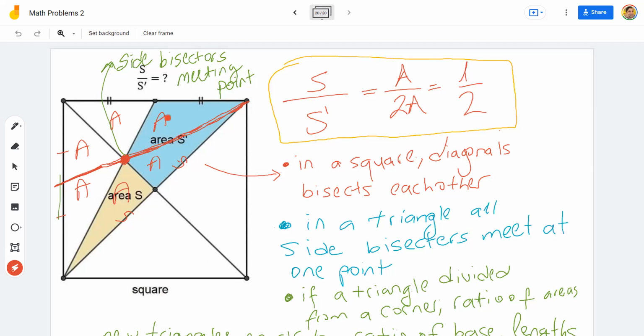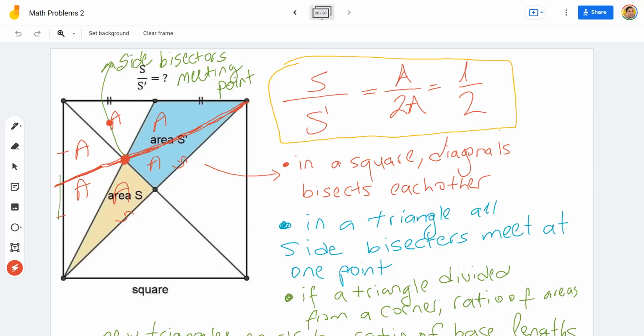You may ask why these two are equal. Side bisectors meet each other at the ratio 2 to 1. This is true for all triangles. When you look at this triangle, for example, this line divides our triangle into two parts. One is small, another is bigger. And the base ratio is 2 to 1. So according to this rule, this area should be half of this area.